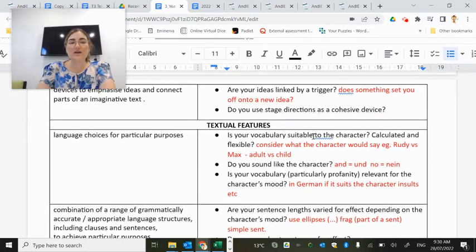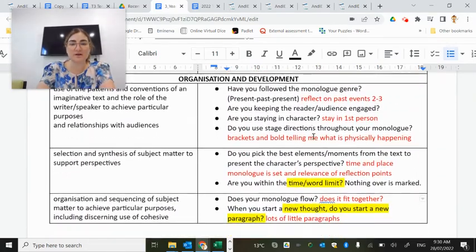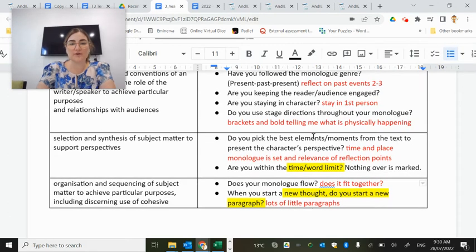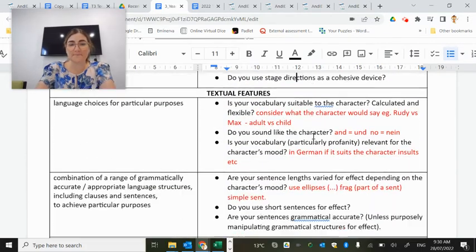All right, so that is all about your organization and structure. So that's very important as well. So make sure that you follow that and you use your scaffold that I gave you, which tells you how to do that and what's expected in there.